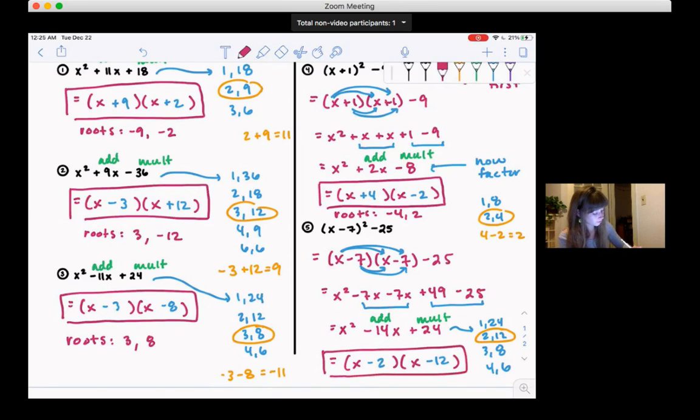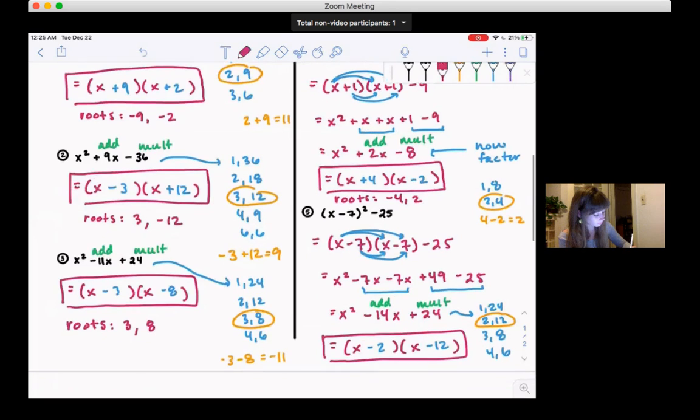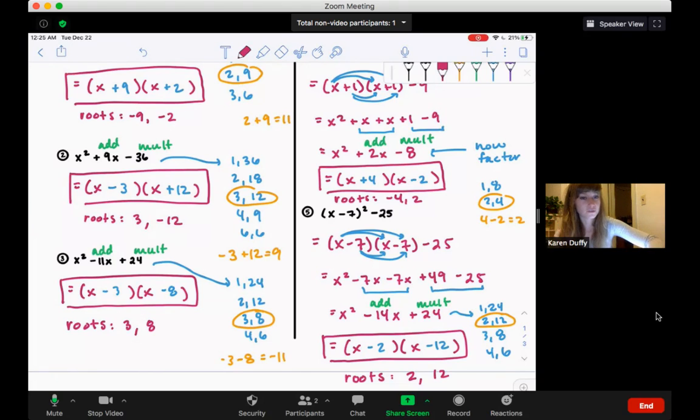We're in factored form, and we can finally say that the roots are a positive 2 and a positive 12. Remember to flip the signs for the roots. All right, so that is how you convert quadratic functions to factored form.